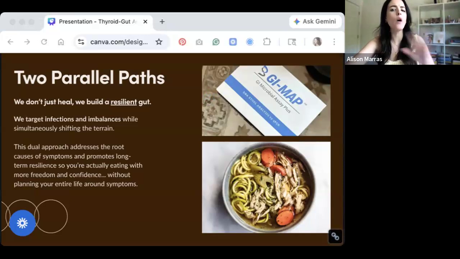So I want to gauge how many of you, raise a hand or type me in the chat, have done a stool test like this, a functional stool test like the GI map, but it didn't really help long term. Tell me in the chat because I want to know who we're working with. Jenna, yes.